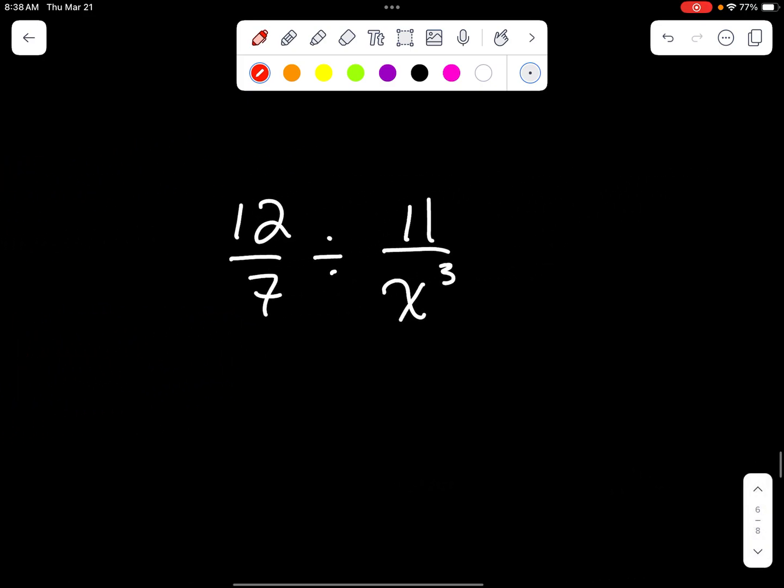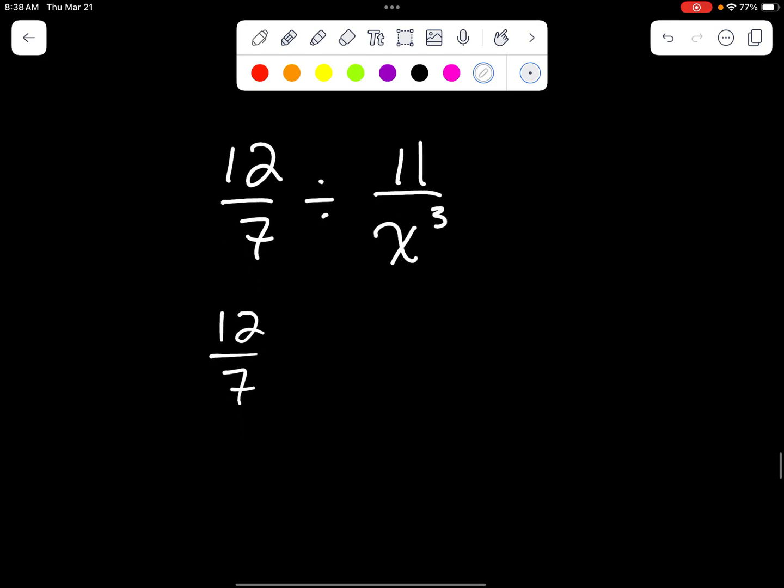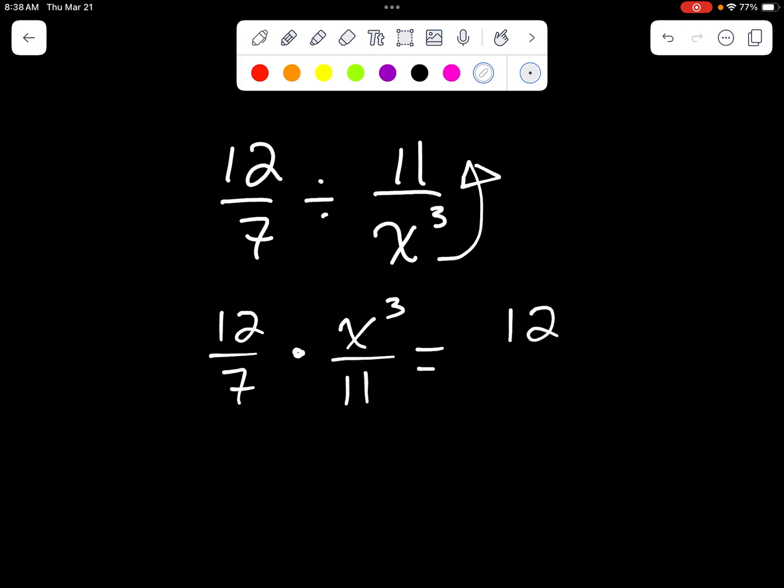Let's look at a second example. We're going to apply the keep it, change it, flip it method. So you keep the first fraction, change it to multiplication, and then use the reciprocal. That means we're flipping the fraction upside down. See if we can do any kind of reducing top and bottom or cross-reducing. I can't do anything here, so we just simply multiply straight across. 12x to the third divided by 77, that would be our answer.